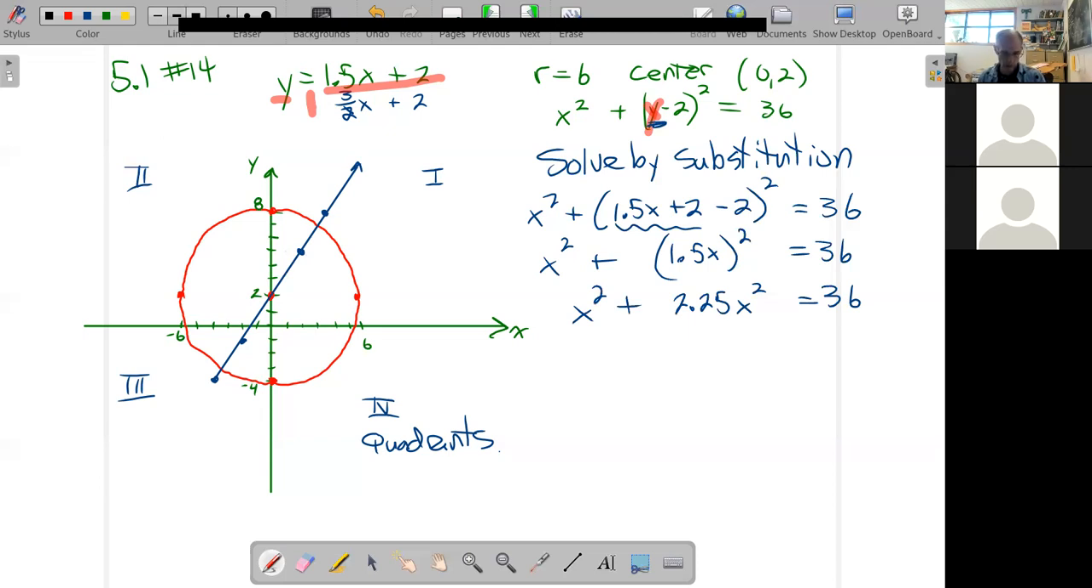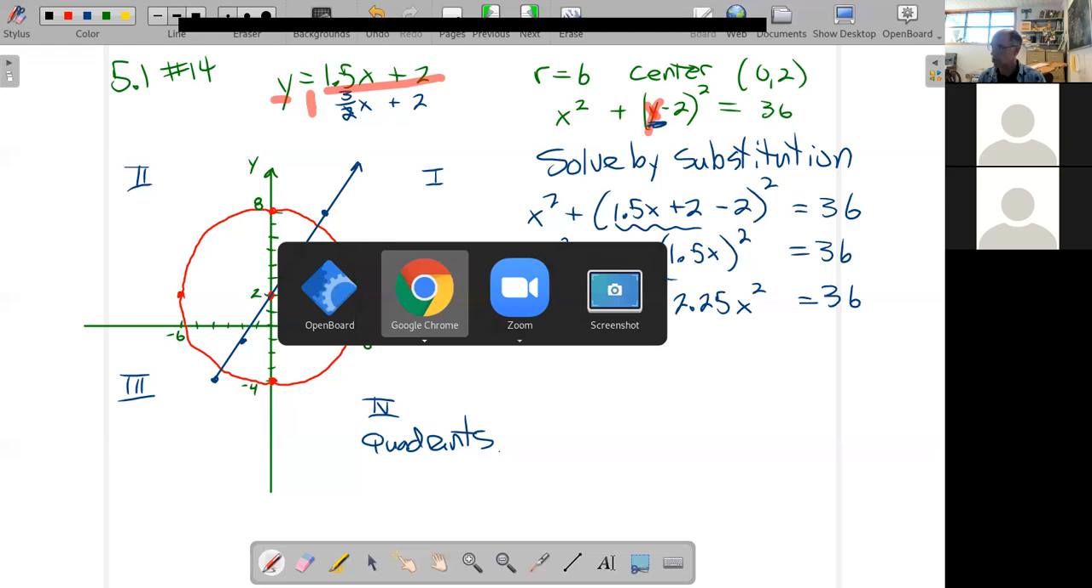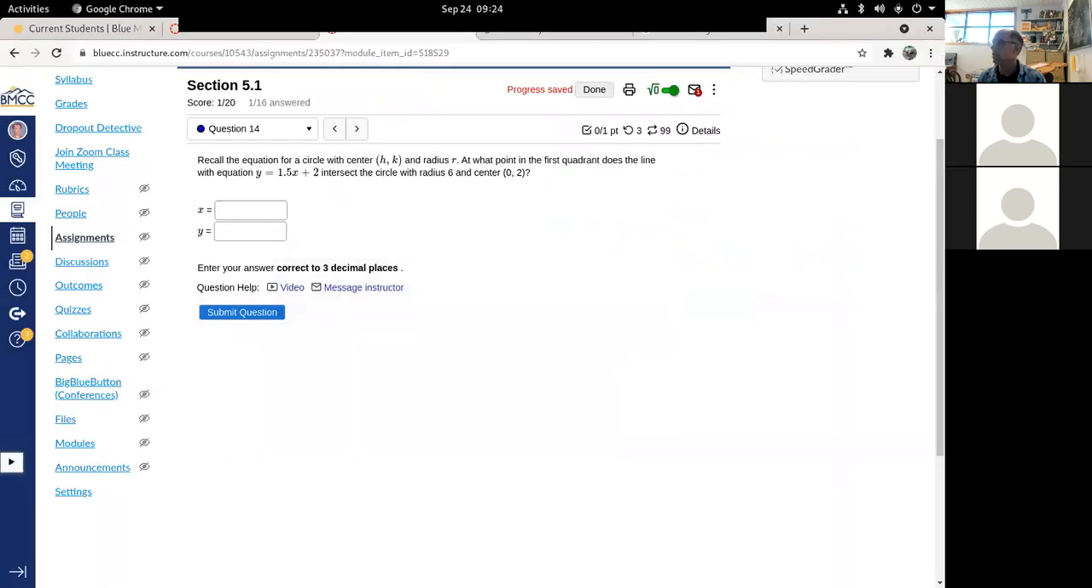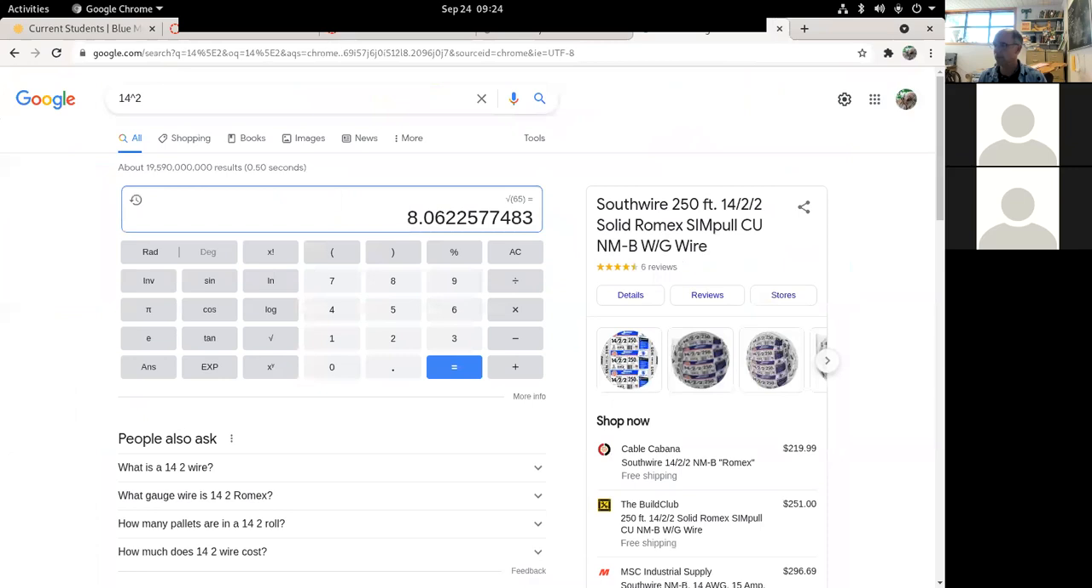Calculator. And you noticed earlier I was using Google as my calculator. And if you prefer something like Desmos or GeoGebra, that's cool too. There we go. 1.5 squared, yep, 2.25. So I'm having a good day.